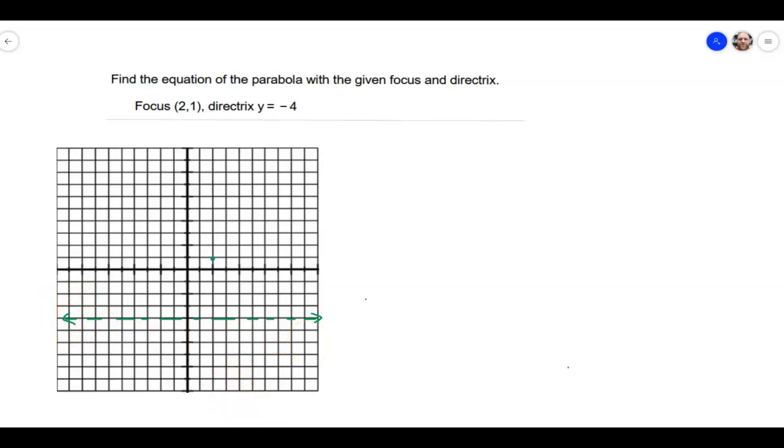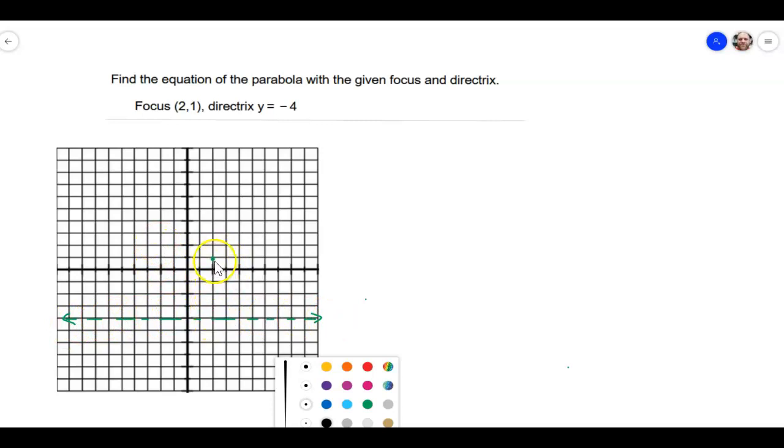So the parabola then would be the curve that is equidistant from both this directrix and that focus here. That means every point on this parabola would be the exact same distance away from both this line and this point here. So the vertex is going to be right in the middle of these two points.